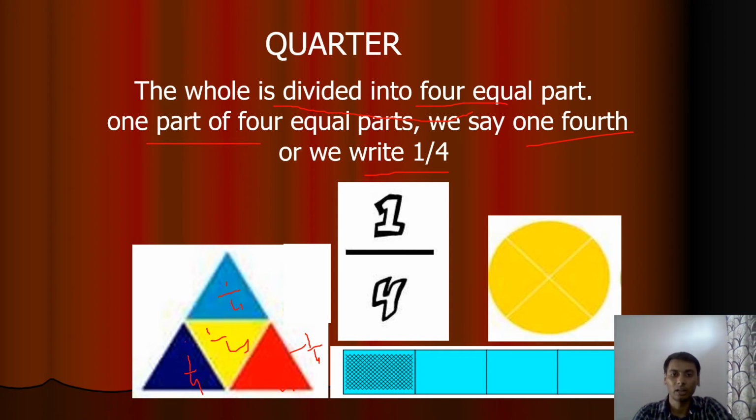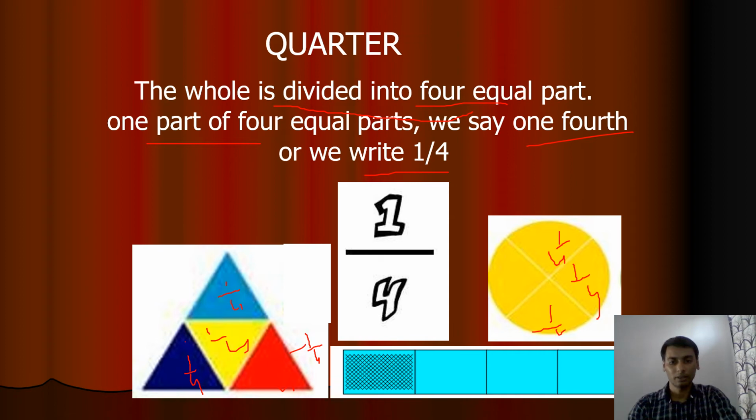Next, the circle is also here. This is also divided into four equal parts. So each part will be one fourth of the whole circle. That means one part is 1 by 4. Here is also 1 by 4.